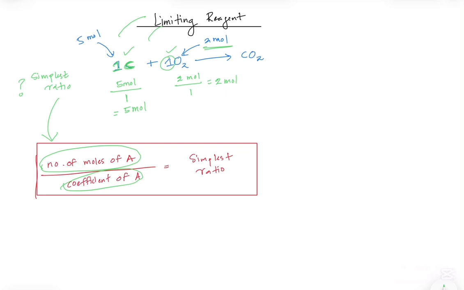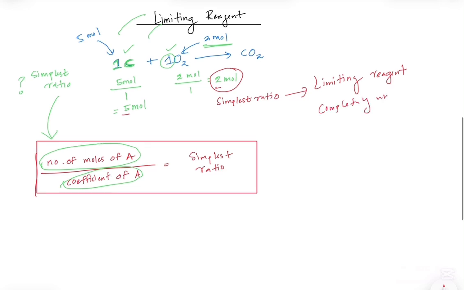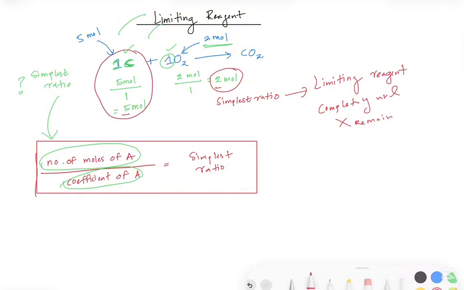Now out of these two we have to find which one has the simplest ratio. This is 5 mole and this is 2 mole. Therefore definitely this is the simplest ratio. We conclude that this is the limiting reagent or limiting reactant, completely used, no remaining. But carbon is going to be remaining, balance. There will be balanced carbon, right? So we call it the excess reactant.